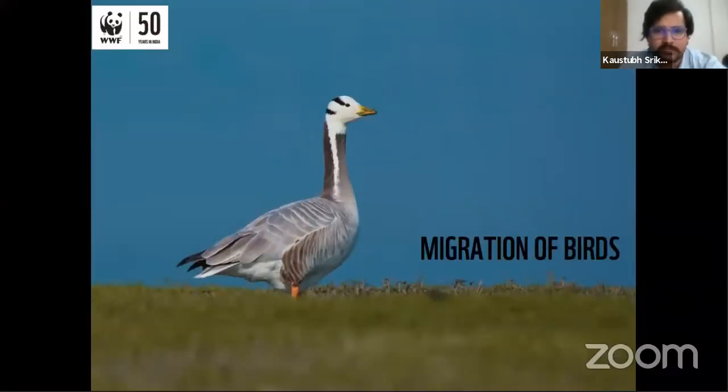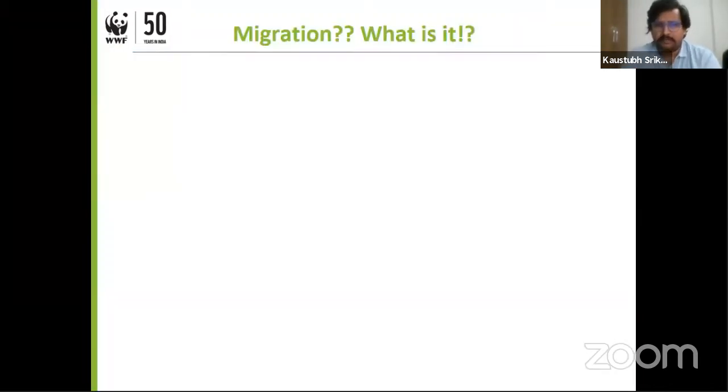So hope you are able to see the screen. Now, the first bird that you actually see here is the bar-headed goose. I'll tell you more about it later, but just observe how beautiful the migratory bird here is. Now, moving forward, you all see in bold a very nice term called migration. I'm hoping you all are able to guess what that term is. It's not a difficult term.